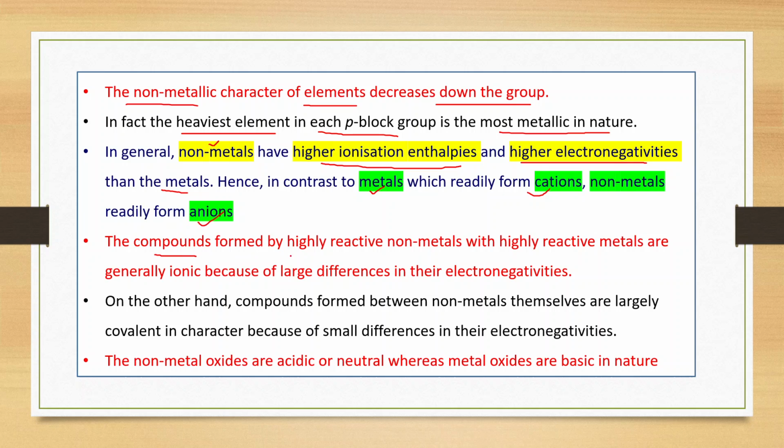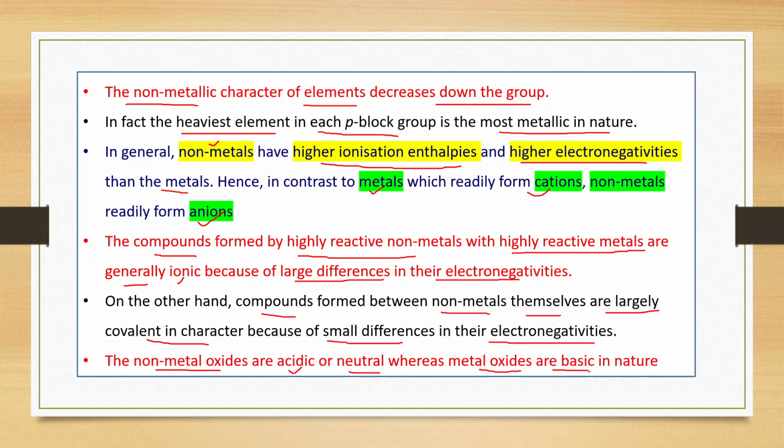The compounds formed by highly reactive non-metals with highly reactive metals are generally ionic because of large differences in their electronegativities. On the other hand, compounds formed between non-metals themselves are largely covalent in character because of small differences in their electronegativities. The non-metal oxides are acidic or neutral, whereas metal oxides are basic in nature. Even some metal oxides are amphoteric in nature.